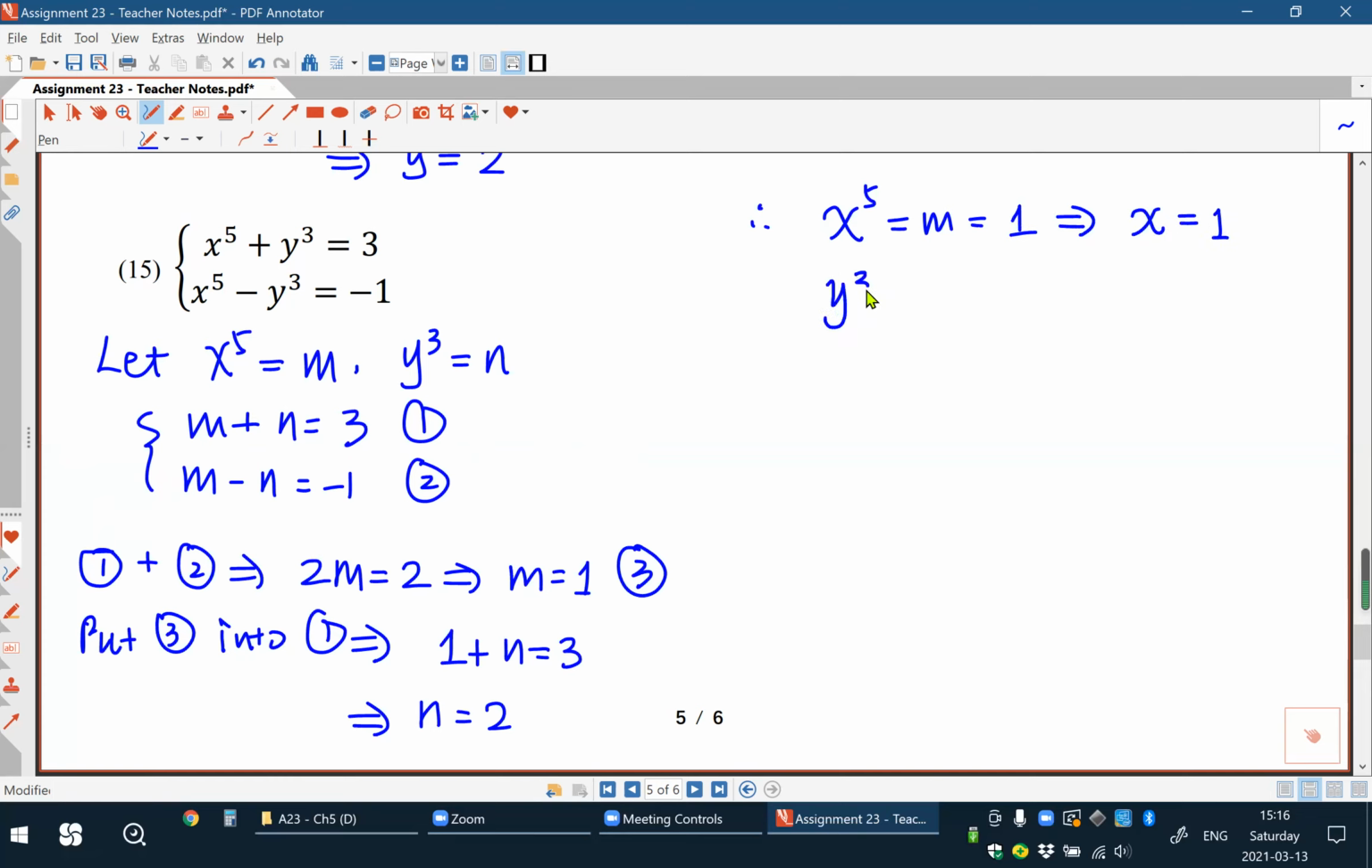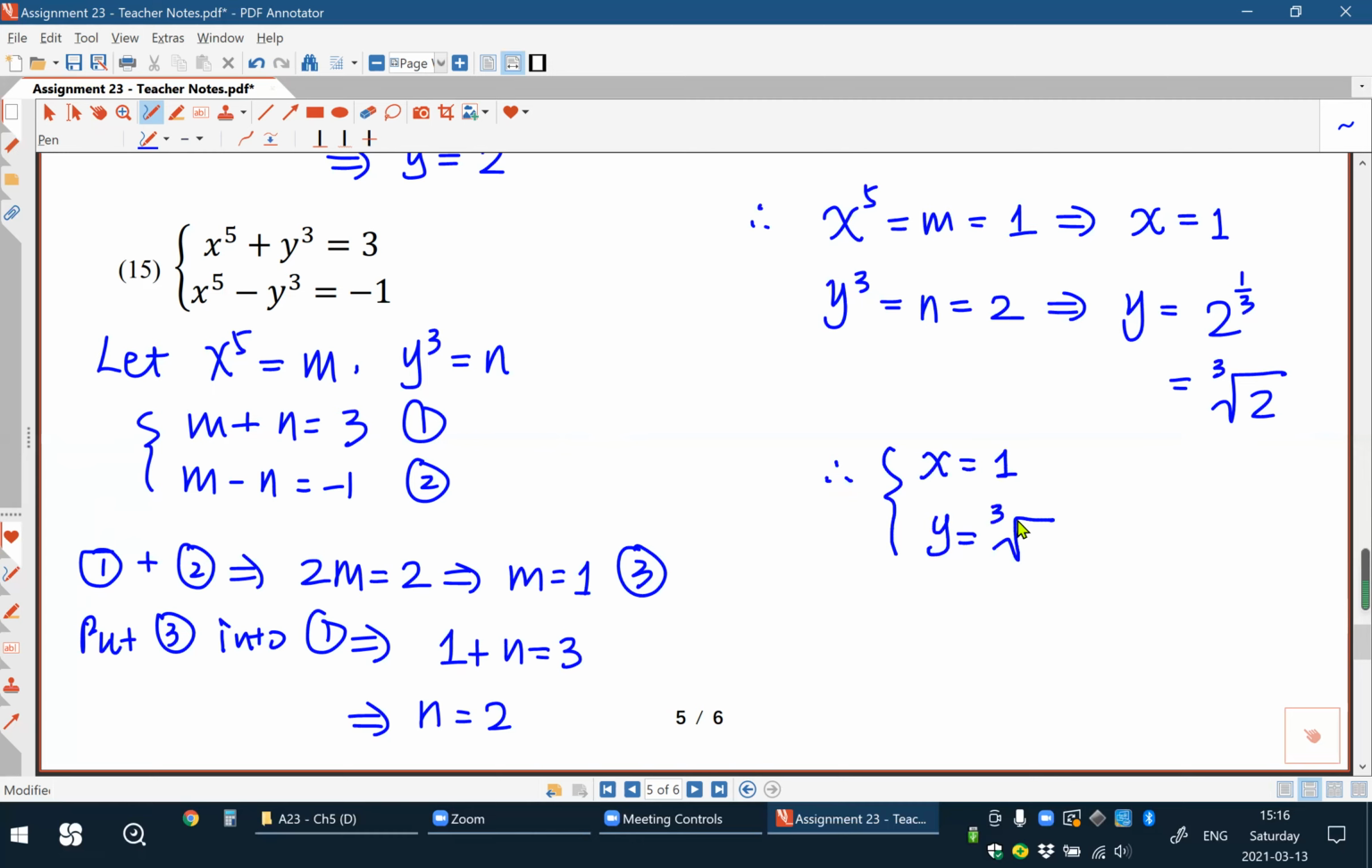And y to the 3rd is n, which is 2. Okay, so that means y is 2 to the 1/3, right? Or you can write it this way: it's the cube root of 2, right? Okay, so now we can make the conclusion. x is 1, y is the cube root of 2 is a solution to the original system.